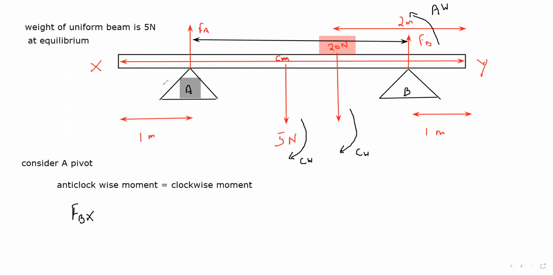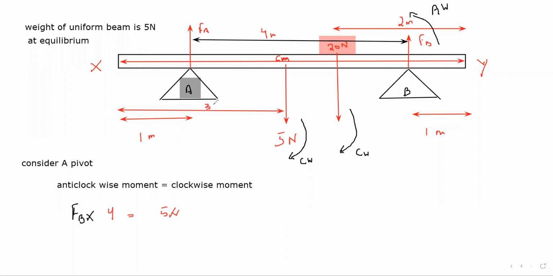So 1 meter is the distance of A from X and 1 meter is the distance of B from Y. Because the total is 6, the distance between them will be 4 meters. So this will be 4 FB equal to the clockwise moments. The 5 is a force multiplied by distance, because it is acting at the center. If it is acting at the center, it's uniform, because the term uniform means it's acting at the center.